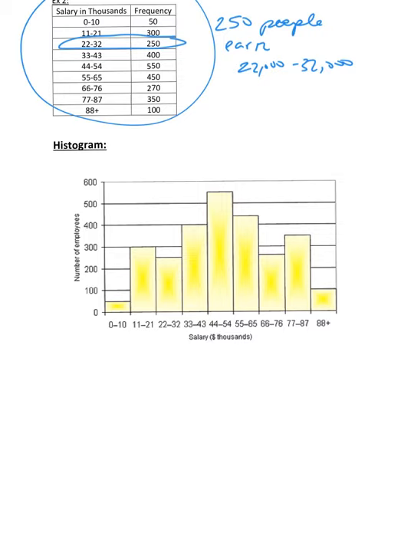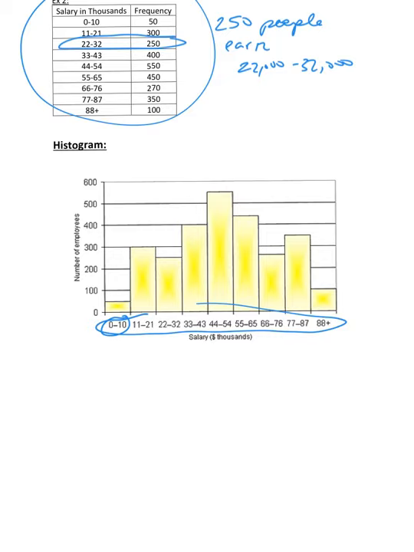They're connected because the x-axis is continuous. The numbers continue, and you don't have to do the shading. That's something that people do for effect, but you just draw the bars, but you make them touch one another. Notice that the first bar represents $0 to $10,000.